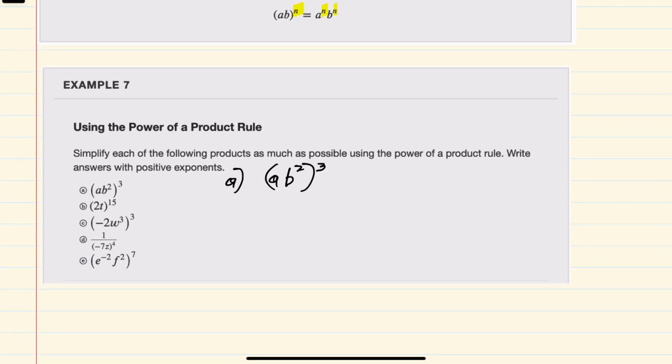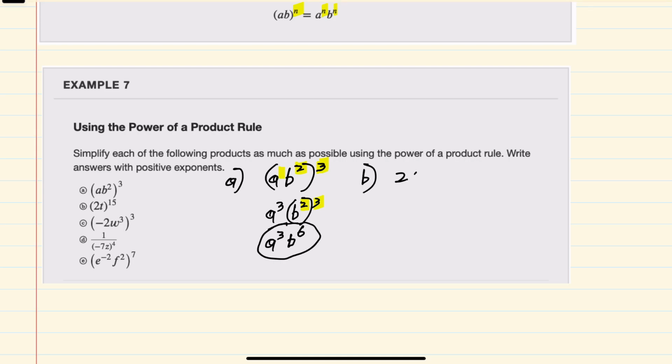Our first example, we have a b squared raised to the third power outside the exponent. Applying this power to each expression inside means that we are going to have a to the third power and b squared to the third power. The a to the third power is in its simplest form, but when we have a power inside and outside the parentheses, we know to multiply those. So b to the sixth power.